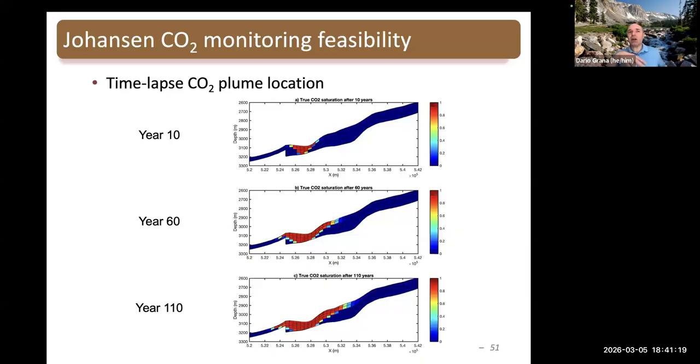So what we did is we ran fluid flow simulations, essentially, for CO2 displacement for 100 years. So we mimic the injection of CO2 for 100 years, and then we also mimic the migration of the CO2 400 years after the injection stopped. So this is a 2D section. The borehole for the injection is here. So you see the CO2 plume after 10 years, 60 years, 110 years.